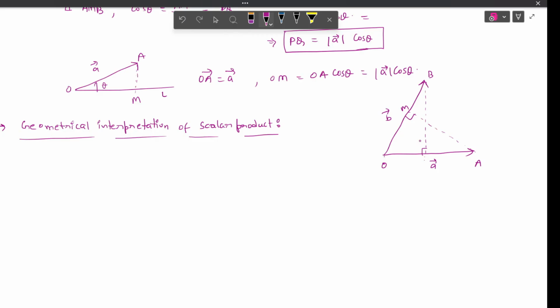So from this we can say the projection of B vector on A vector is given by A dot B by modulus of A vector.